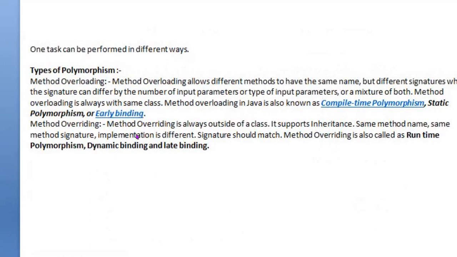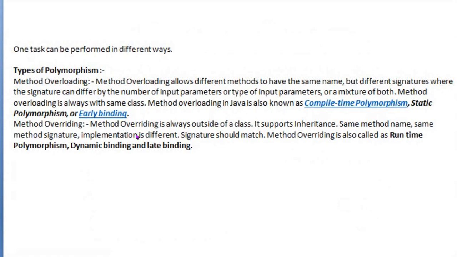Then polymorphism. Polymorphism means one task can be performed in different ways. There are two types of polymorphism: method overloading and method overriding. Method overloading can be performed in the same class, and it allows different methods to have the same name but different signatures, that is a different number of parameters, or different types of input parameters, or a mixture of both. Method overloading is always in the same class.